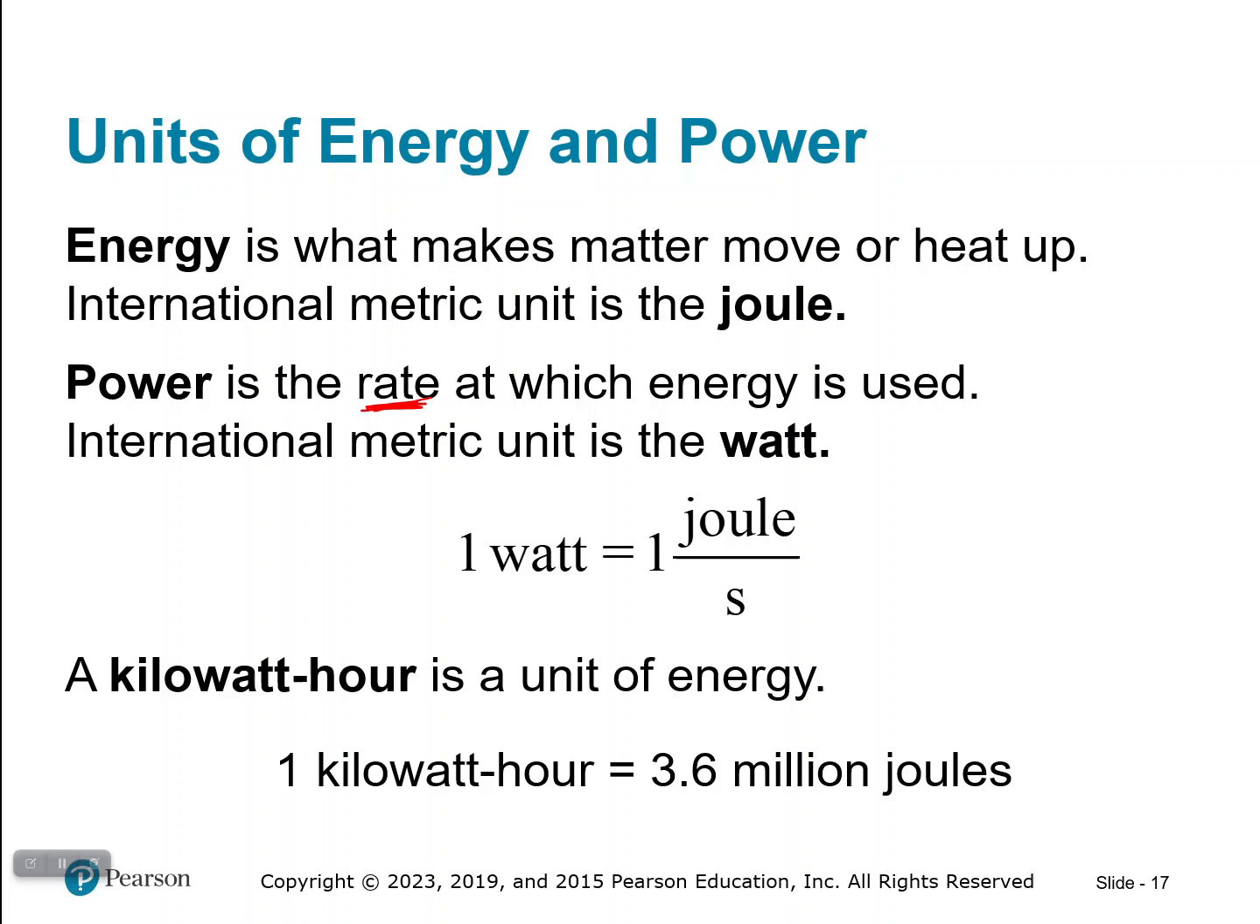A kilowatt hour is a unit of energy. You might find this on your electric bill. 1 kilowatt hour is 3.6 million joules.